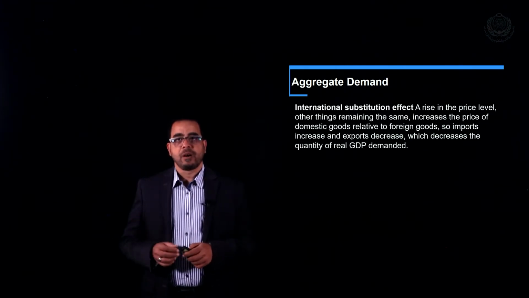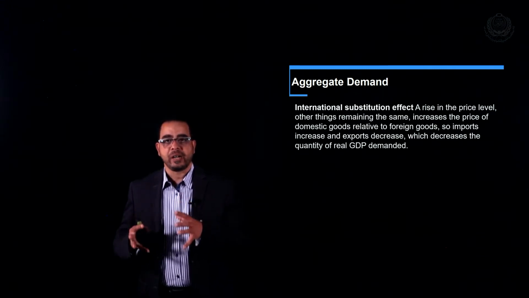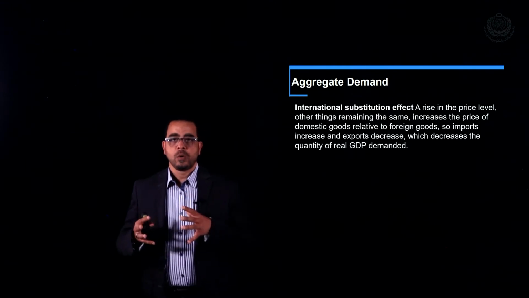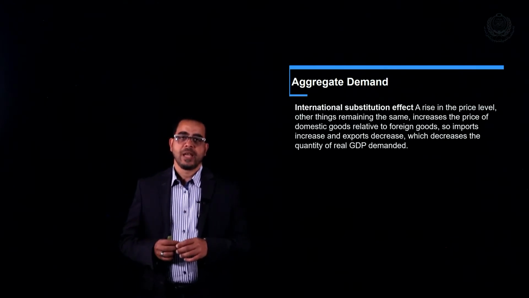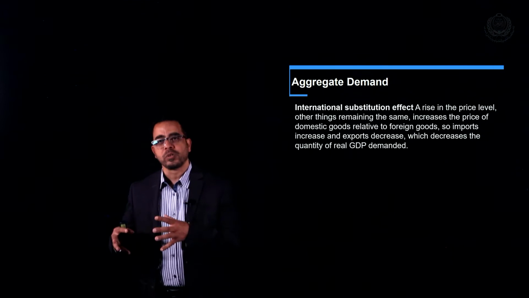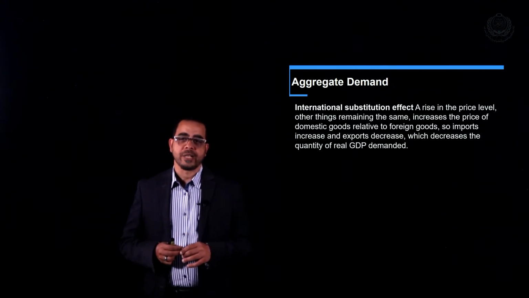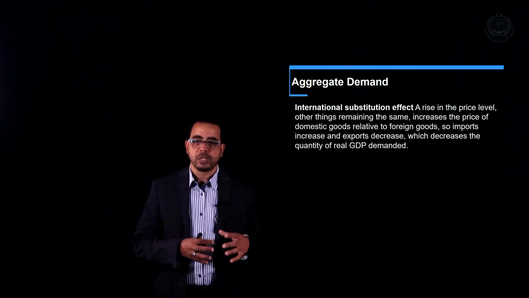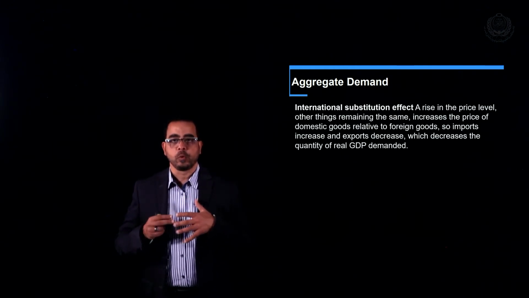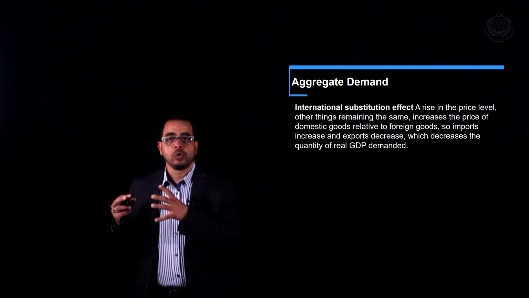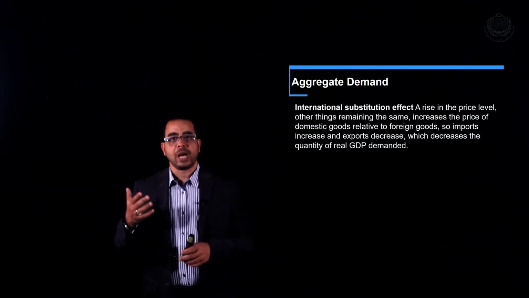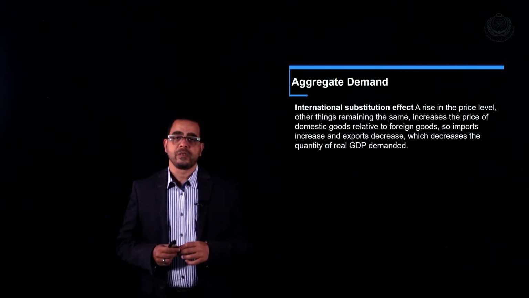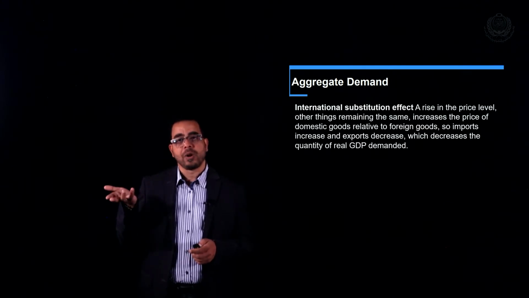When there is a rise in the price in our country, this means that our prices are higher relative to other countries. So the other countries will find that their imports from our country are more expensive, and it's better to buy domestic goods than to buy imported goods from a country with higher prices. So a rise in the price level, other things remaining the same, increases the price of domestic goods relative to foreign goods. So imports increase as our people substitute the more expensive domestic goods with less expensive imported goods.